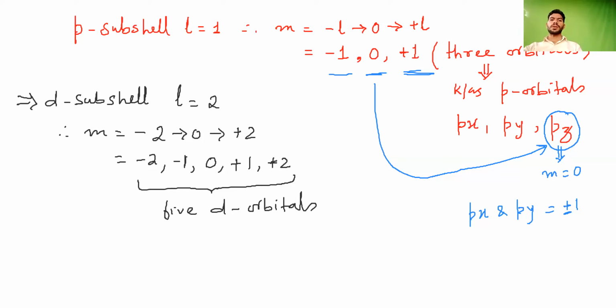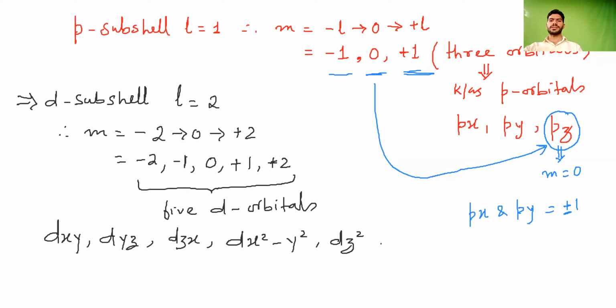Can you name these d orbitals? They are very important. One is known as dxy, another is dyz, another is dzx, another is dx square minus y square, and another is dz square. So these are the 5 d orbitals which you have to remember here. Correct?